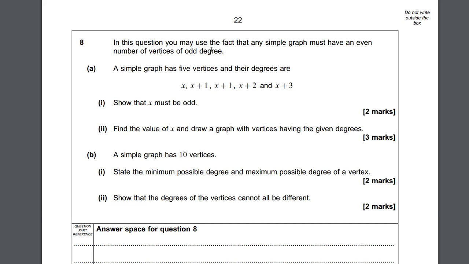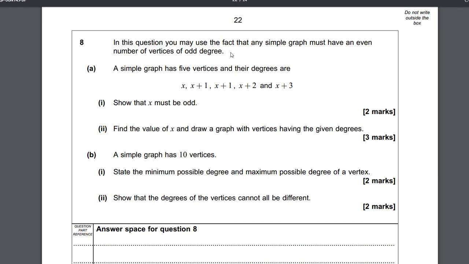In question 8, we're told we may use the fact that any simple graph must have an even number of vertices of odd degree. And in part A, it says a simple graph has 5 vertices and their degrees are x, x plus 1, x plus 1, x plus 2 and x plus 3. And in part 1, we must show that x is odd.